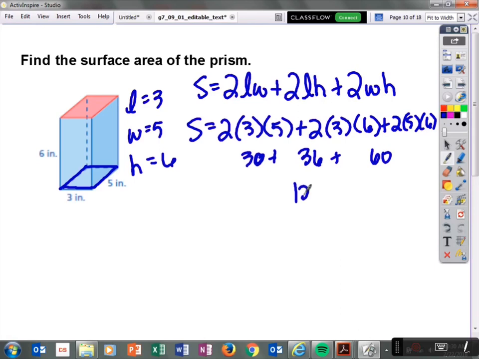How did I get 150? I don't know, but it works, Miss Finn. I know it does. This calculator's smart. All right, so 126. Now, because this is surface area, it would be 126 inches squared. It won't change to a cube until we're doing volume.